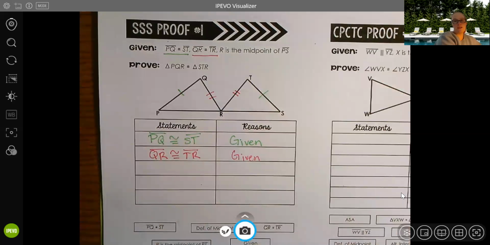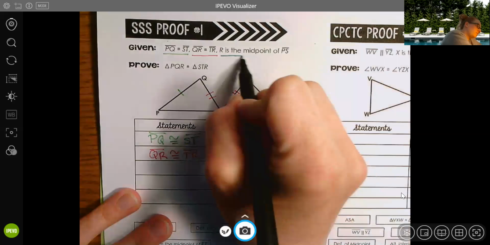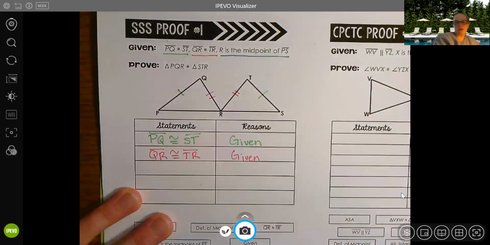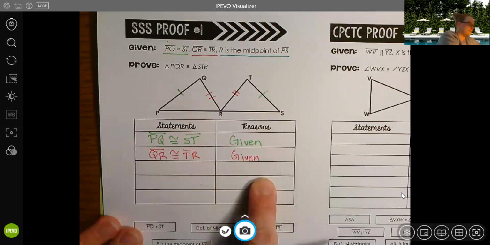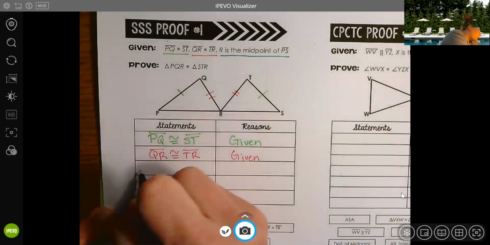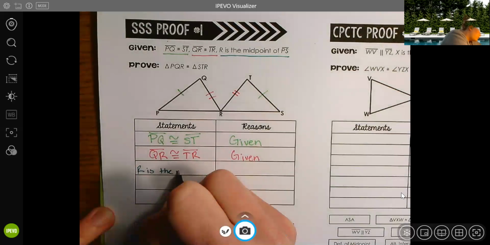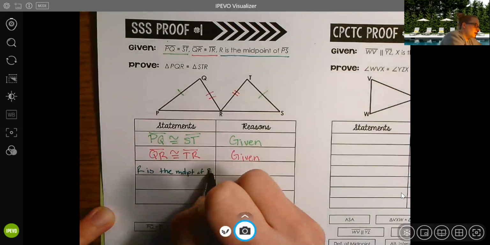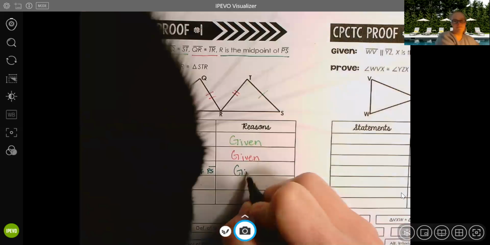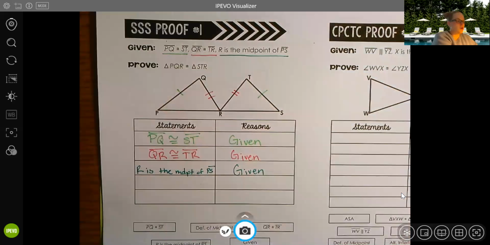All right. And then our next one, we have 3 givens for this problem, so we're going to have all of them written down. It says R is the midpoint of PS. Now I can't write anything for that or label anything for that in my diagram. That's actually going to be my next step in the proof, and we'll talk about that tomorrow. But I am going to write that as my next statement, and then given as my next reason. All right, so I have now written down all 3 of my givens.